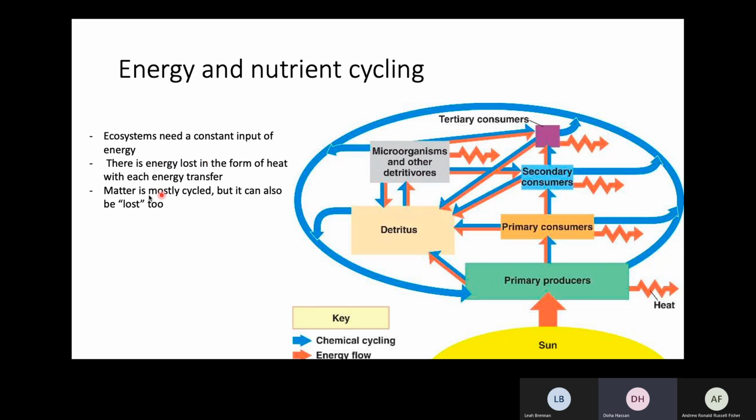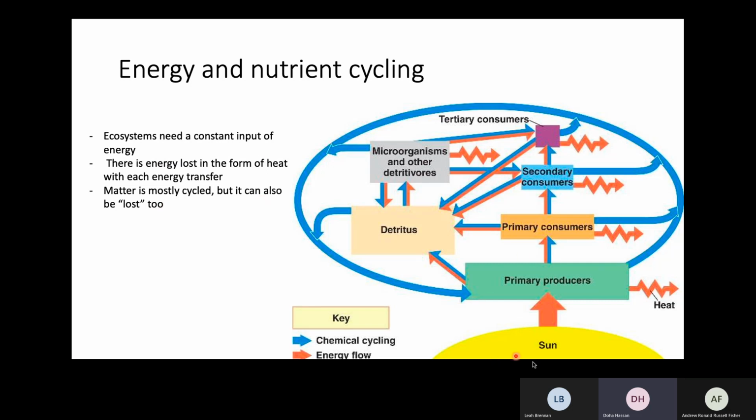And then for matter as well, that matter is not actually lost, but it's basically converted to a form that's unusable by the ecosystem. So that's why we call it lost. It's not actually like it's gone, because it doesn't work like that.